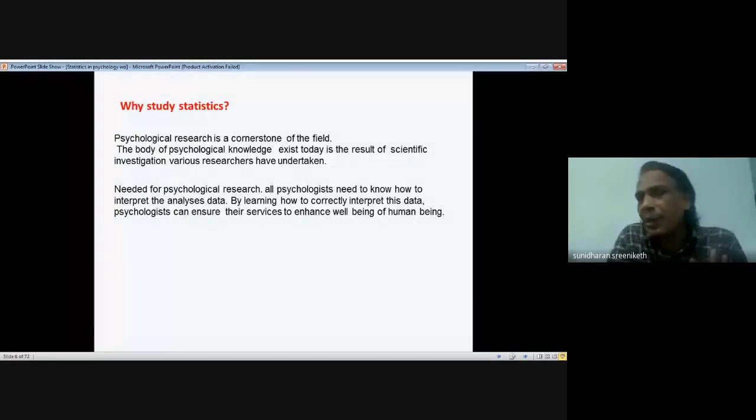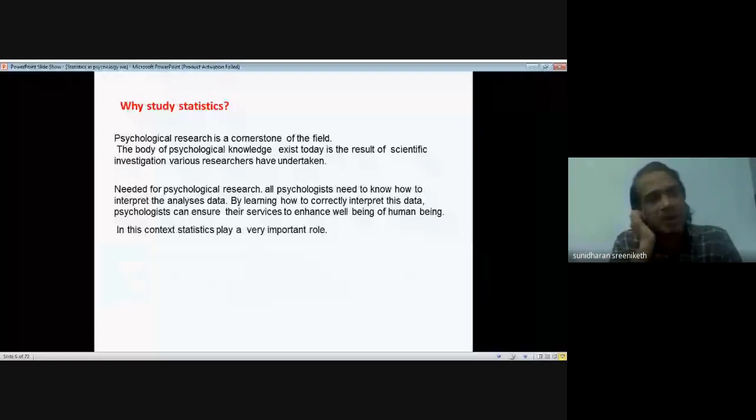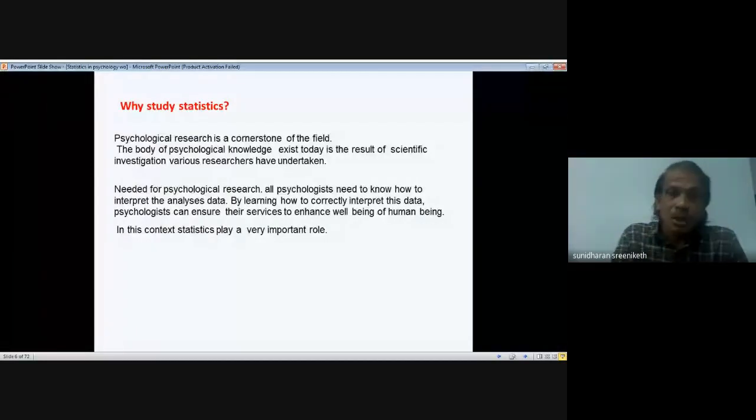By learning how to correctly interpret the data, psychologists can ensure their service enhances the well-being of human beings. This is very important for psychologists, because we are dealing with different kinds of information about the human mind. Only by correctly interpreting this data can we ensure psychological service enhances human well-being. In this context, statistics is very important for psychologists working in various subfields of psychology. Okay, so this is very important.